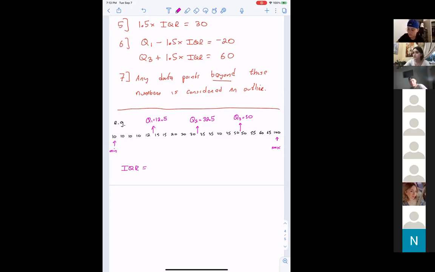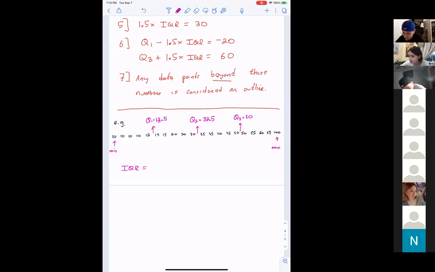Sorry. Why is the middle between 12 and 15 12.5? It should be 13.5. Thank you. My bad. Sorry, I can't do math. 13.5. All right, so what's the IQR?